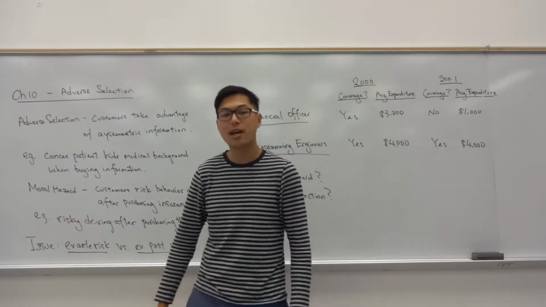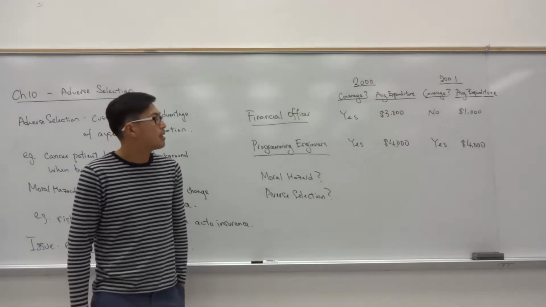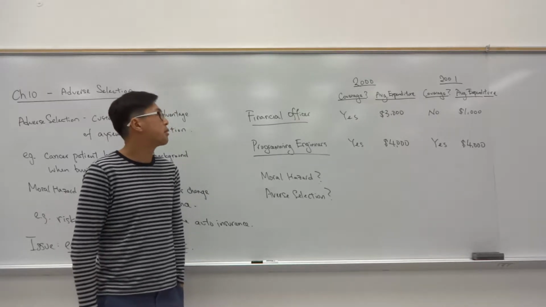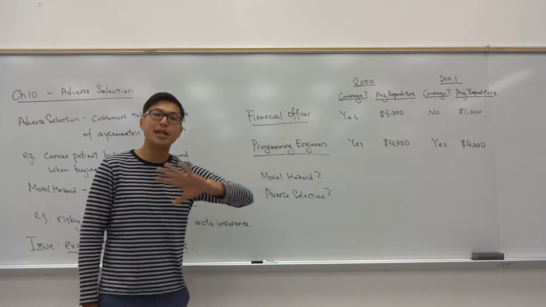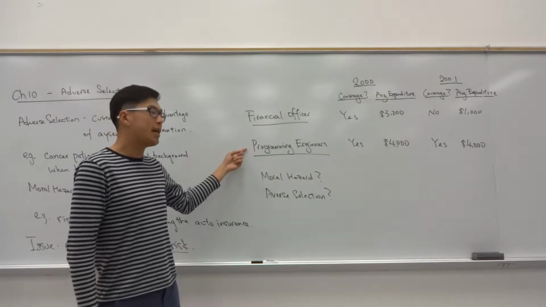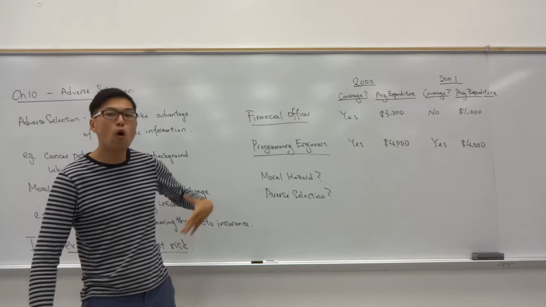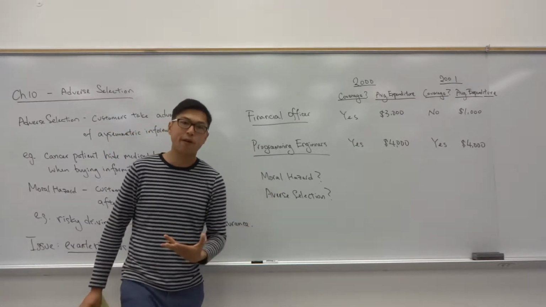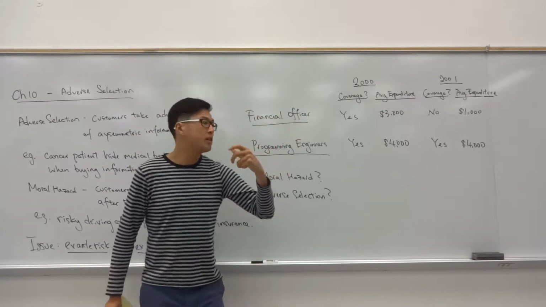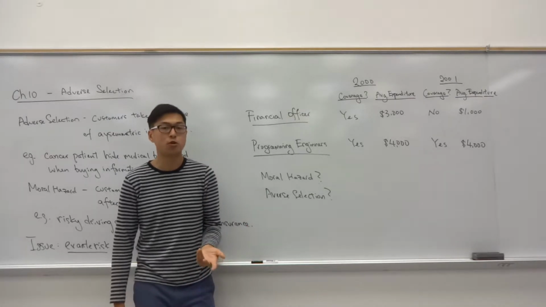So let's use one of the examples here to illustrate the problem. Let's suppose you are a consultant of a school. This school has two groups of employees that it hired, the financial officers and the programming engineers. These two groups of people, in the year 2000, are offered by the school a very, very generous health insurance coverage. In the year 2000, these two groups of people don't have to pay any money upfront. That means the premium for this insurance is $0.